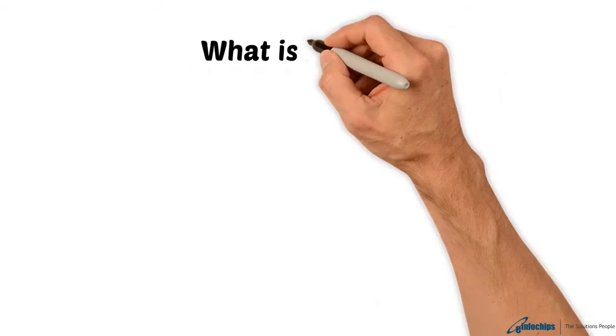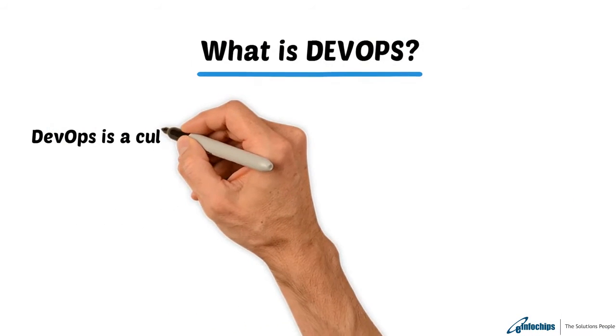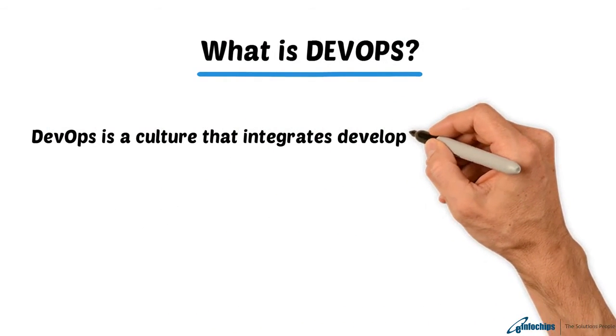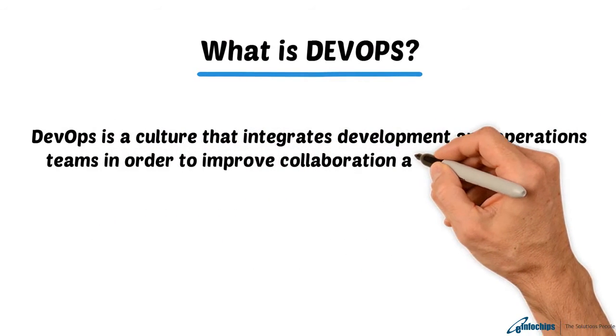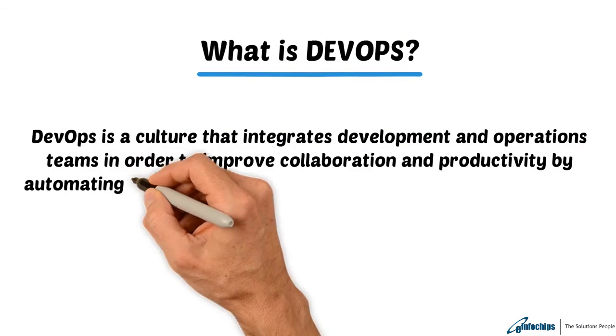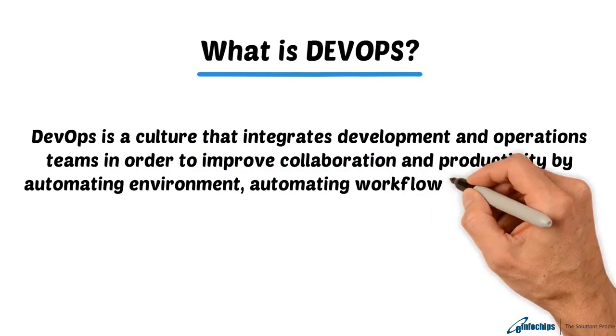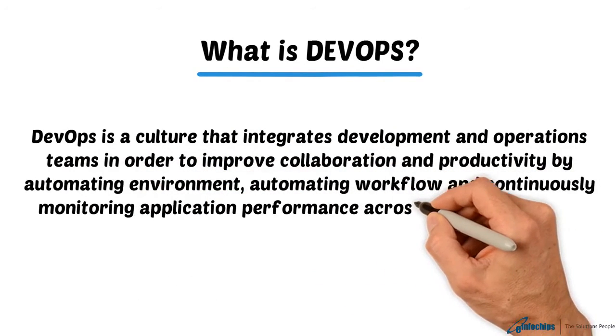So what is DevOps? DevOps is a culture that integrates development and operations teams in order to improve collaboration and productivity by automating environment, automating workflow, and continuously monitoring application performance across various endpoints.